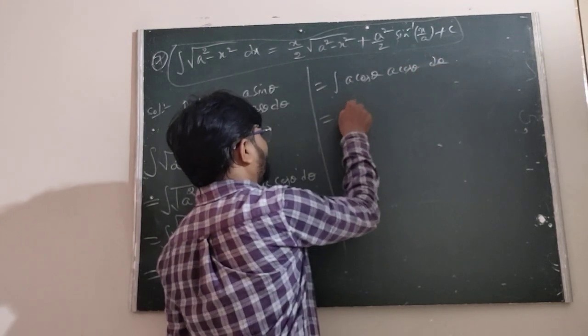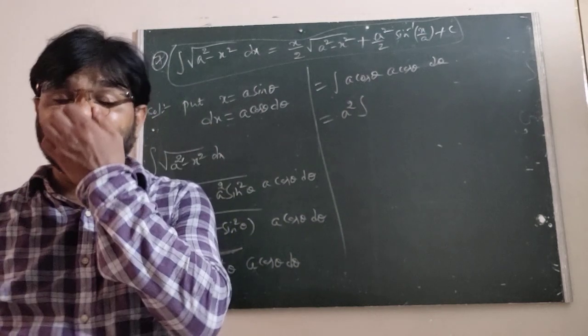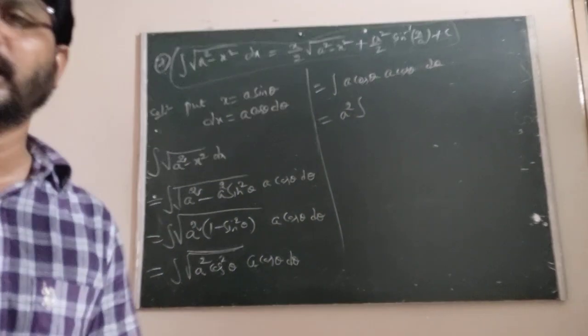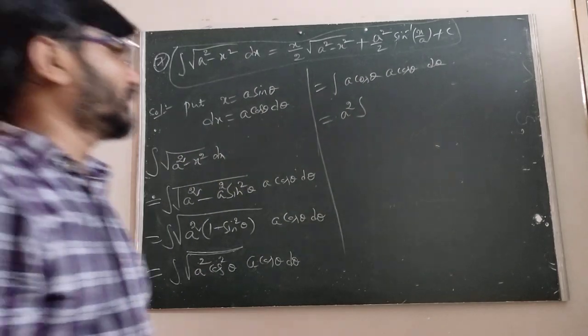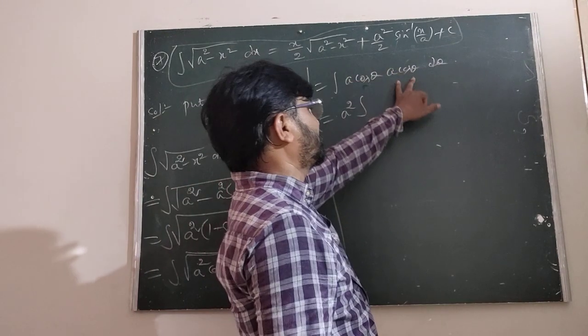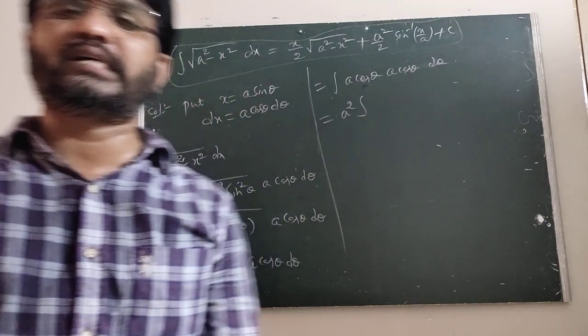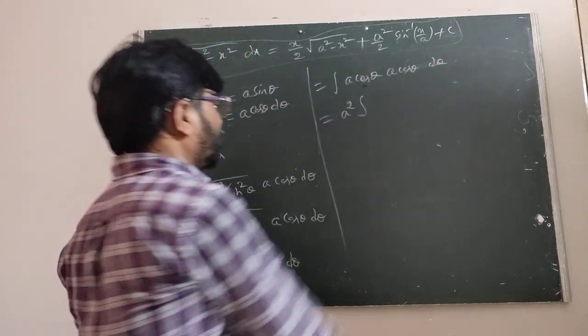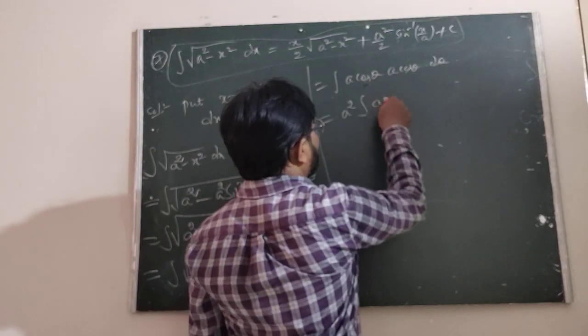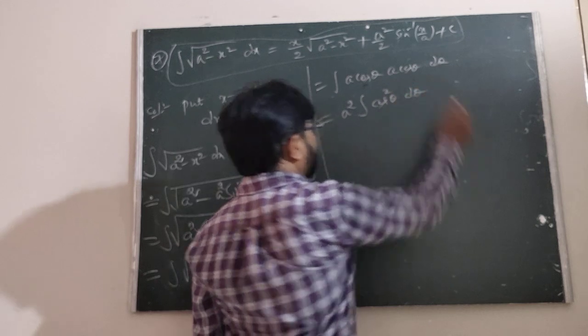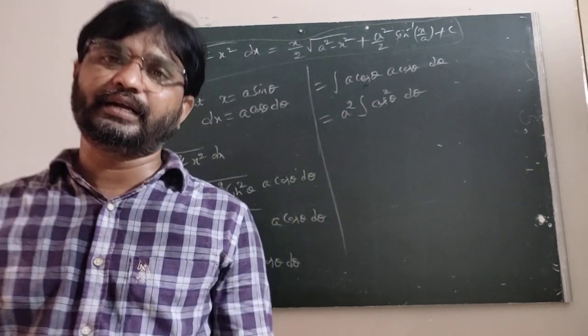We know that a into a is a square. We can take the a square to the beginning of the integral because it is a constant. But cos square theta is not a constant. Here theta is the integral variable. Therefore, cos into cos is cos square theta d theta. Cos square theta d theta.